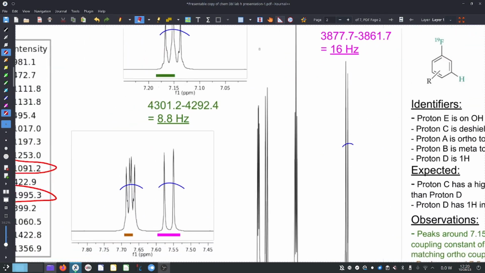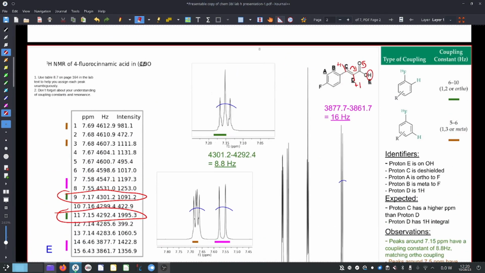Right. So knowing the coupling constants, we look back to table 8.7. Here it's shown the fluorine coupling, because our fluorine is still here, right? Then we can look at these types of coupling for hints, and we find that in the ortho position. Remember, for aromatic molecules, ortho is here, meta is here, para is over there. For the ortho position, we are going to get coupling constants of 6 to 10. So 8.8 falls within that range of 6 to 10. So this one is going to be A, because A is ortho to fluorine.